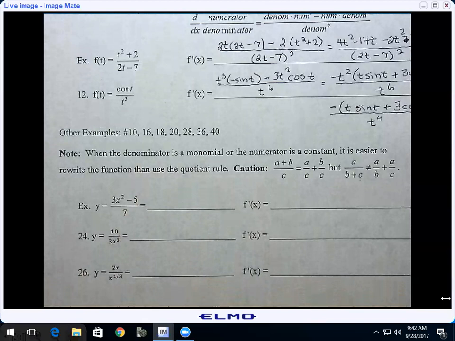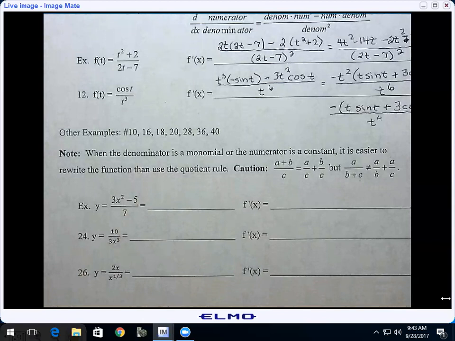It is true that if you have a plus b over c, you can separate it into these two fractions. It is not true if you have a over b plus c that you can separate it into those two fractions, because these don't have a common denominator. You couldn't add it back together and get this. All right, so how does that apply to these three problems?